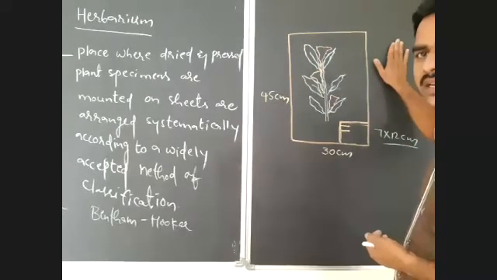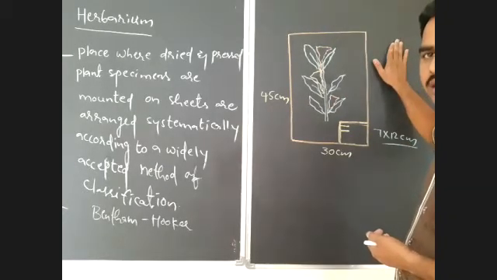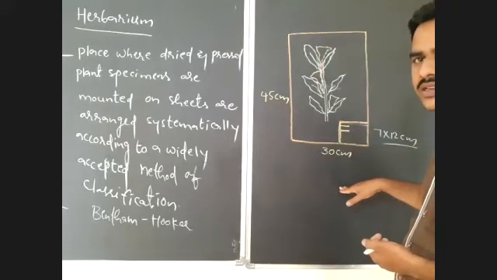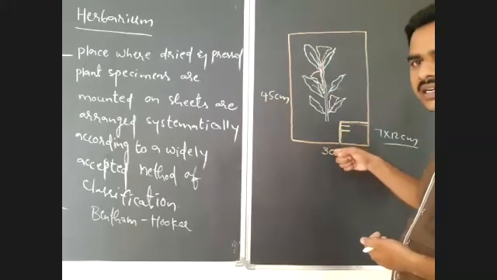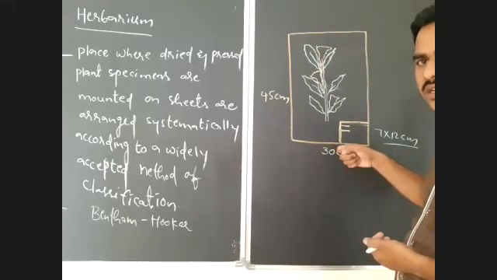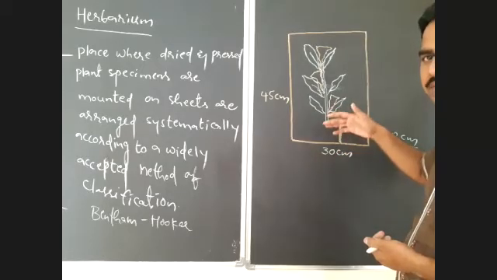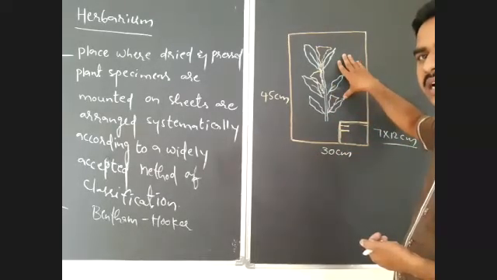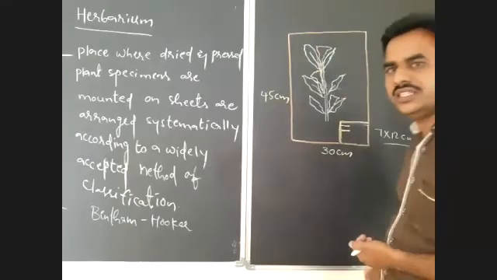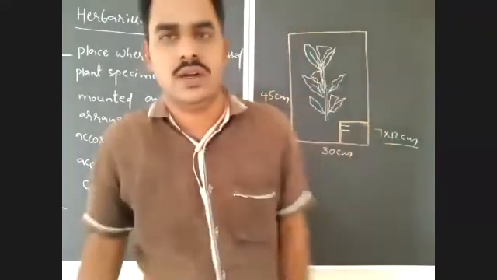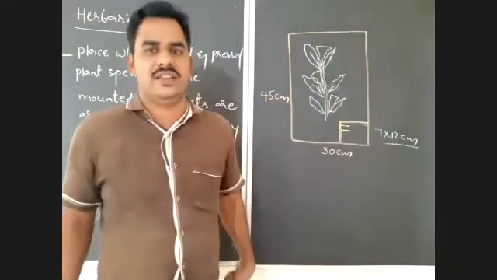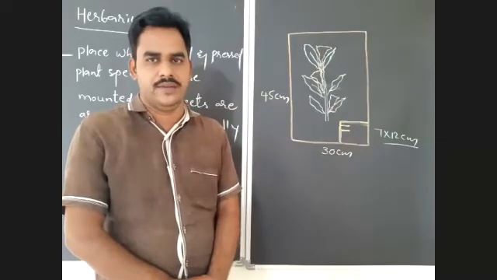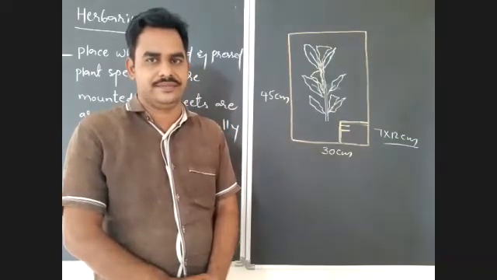It is one herbarium sheet. Here the length is 45 centimeters, and the width is 30 centimeters. The plant material should be collected along with the flower or inflorescence. After that, it will be pressed and dried. Then it will be mounted or pasted on a herbarium sheet. After that, this herbarium sheet will be preserved by scientific methods. Proper maintenance of herbariums is also required. So that is clear.